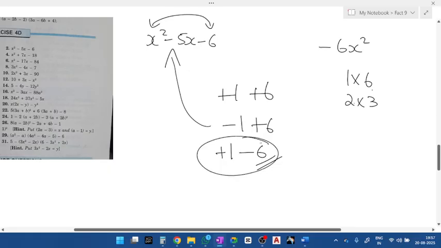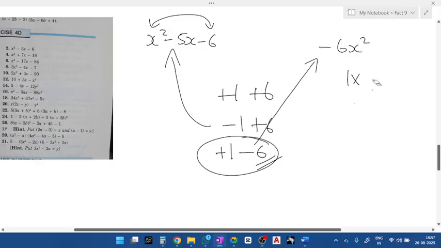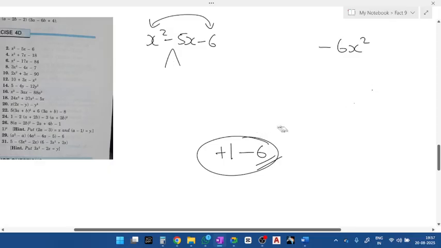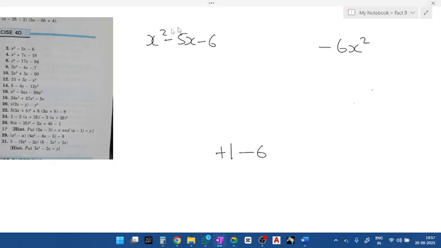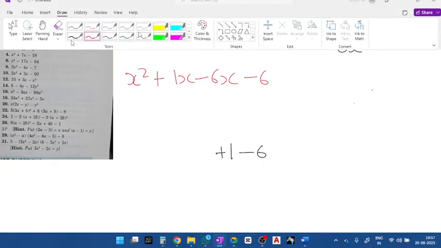Okay, take the same number and multiply. What is plus 1 into minus 6? Are we getting minus 6? Minus 6, right? Yeah, so don't use this 2 into 3, students. Ignore 2 into 3. This is the value. That's it. Why so long to complete this? Okay, x square plus 1x minus 6x minus 6. Now try it. Complete it.